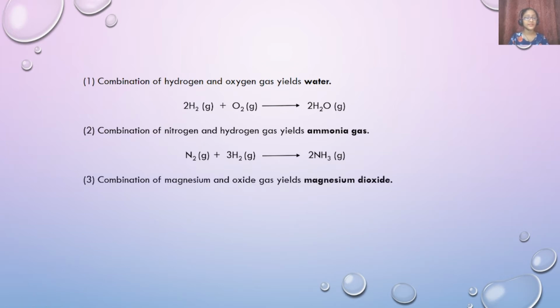So here is the third example, which is combination of magnesium and oxide gas yields magnesium dioxide. Here is the chemical equation of magnesium dioxide. Here, magnesium and oxide have combined to form magnesium dioxide.